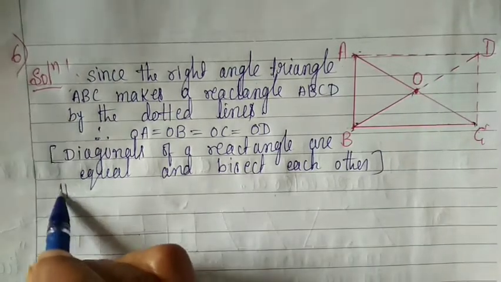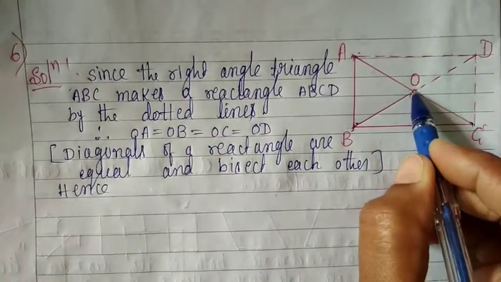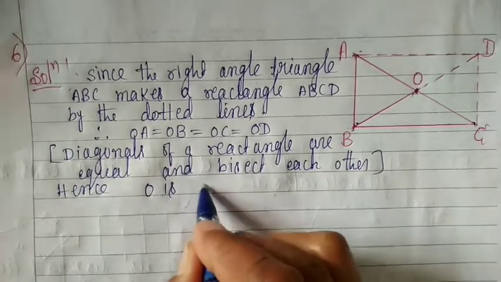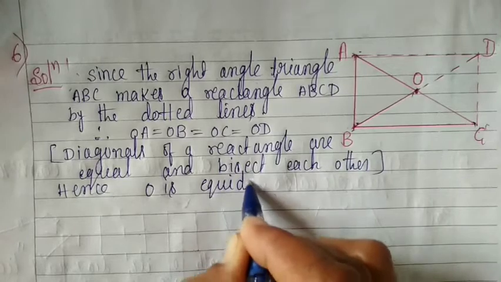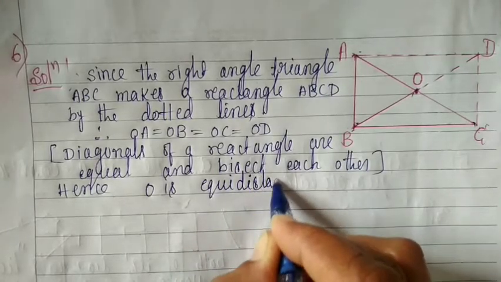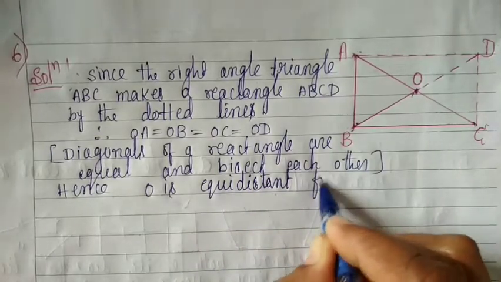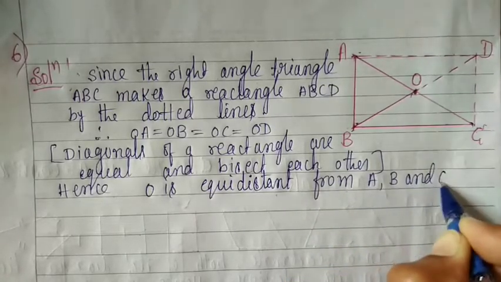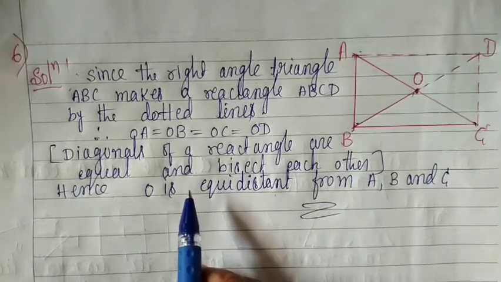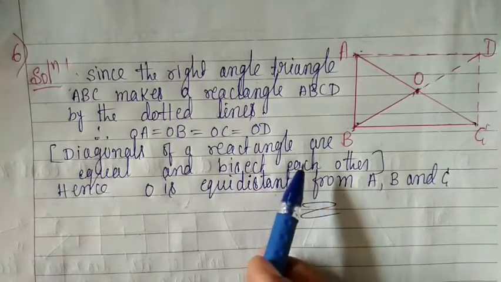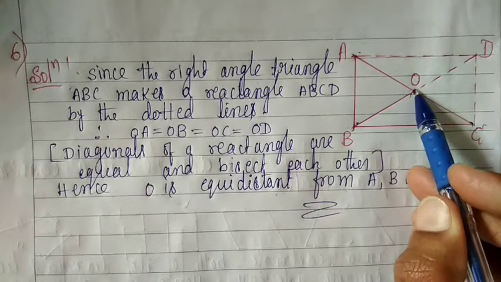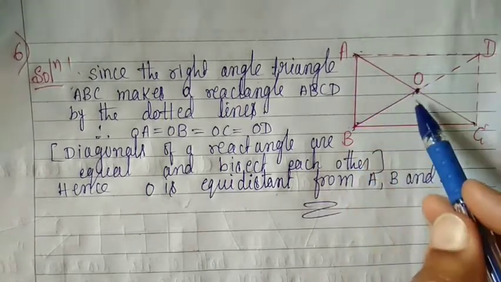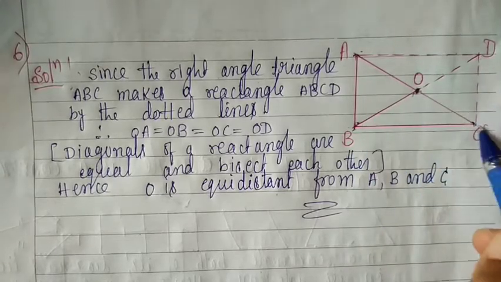Hence O is equidistant from A, B and C. Once again, diagonals of a rectangle are equal and bisect each other. Hence here is O. O is equidistant from A, B and C.